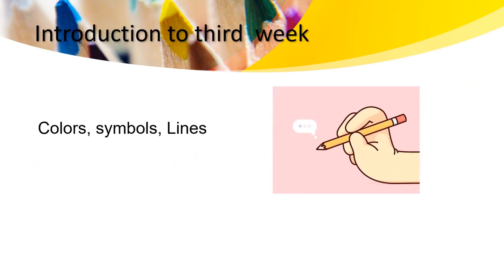Introduce you to the third week, where we will be talking about colors, symbols, and lines. We will be discussing different symbols, local and global. We will be looking at symbols around us in the world, and we will also be looking at symbols in Jordan. We will be looking into the colors and lines of these symbols.